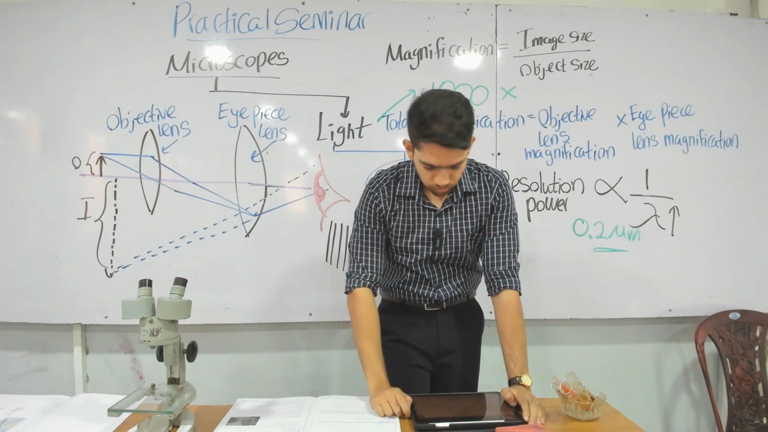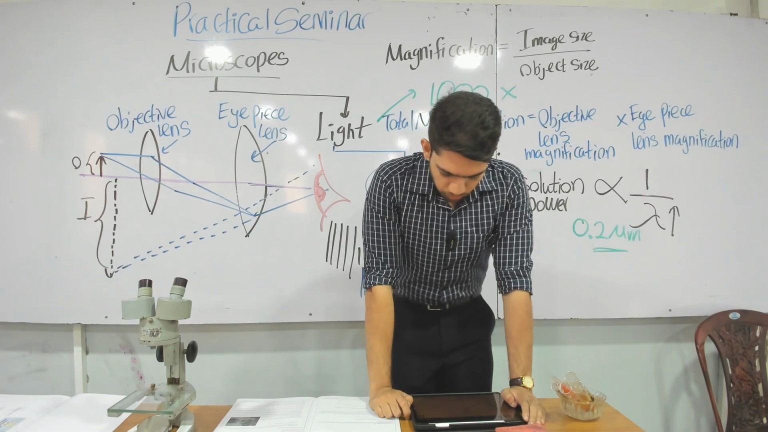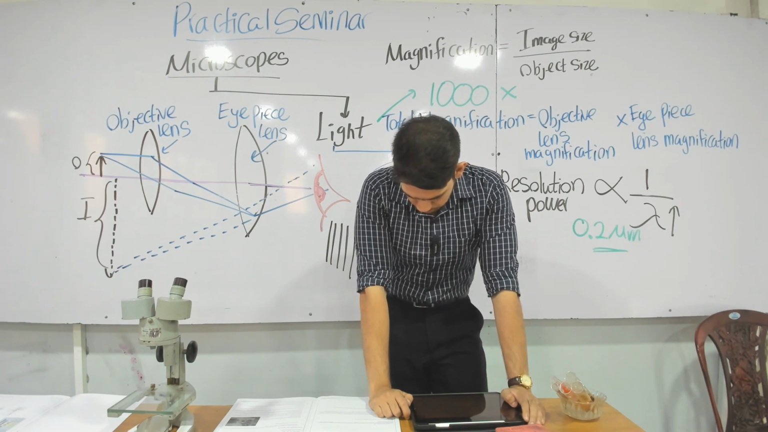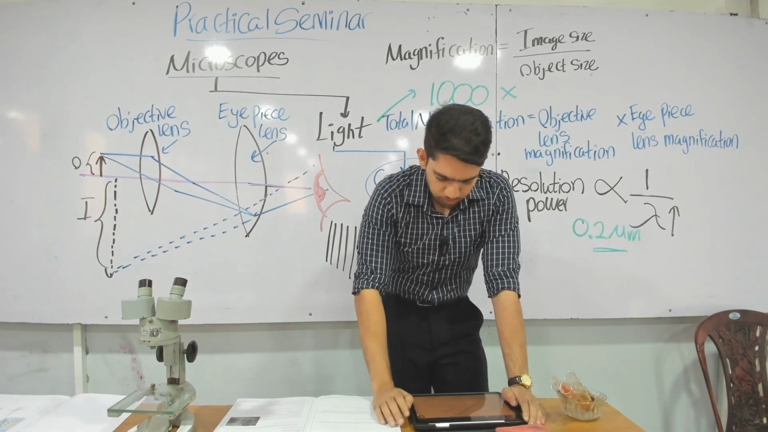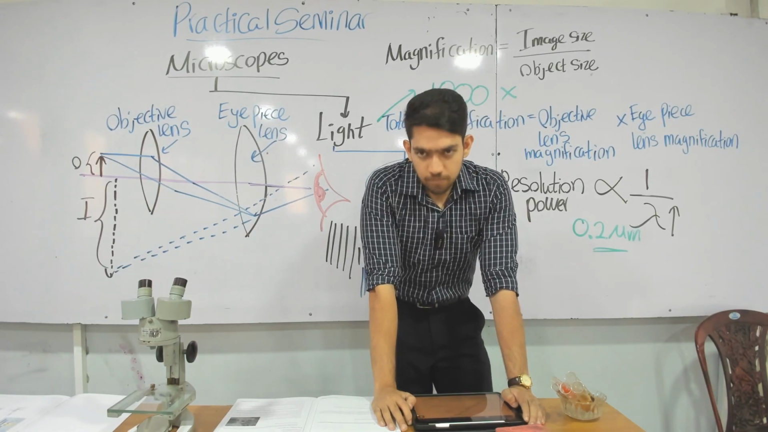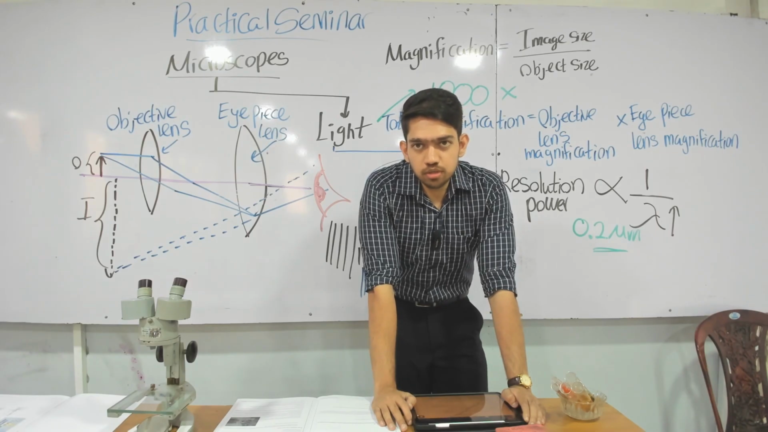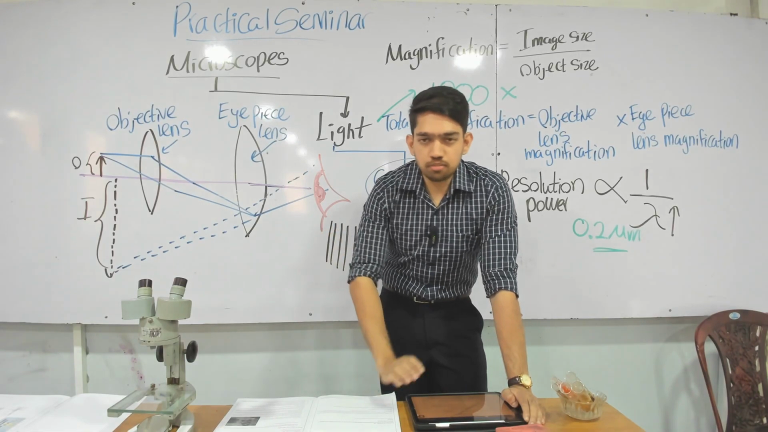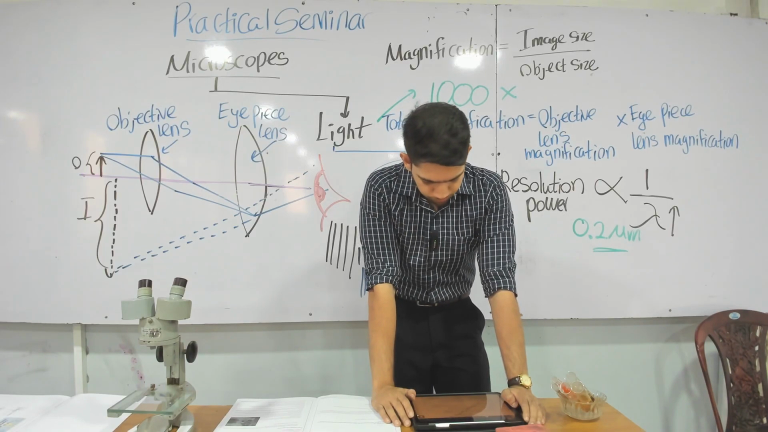Then the eyepiece, an important part. It magnifies the image produced by the objective lens. Write down: magnifies the image produced by the objective lens. This is the second magnification.